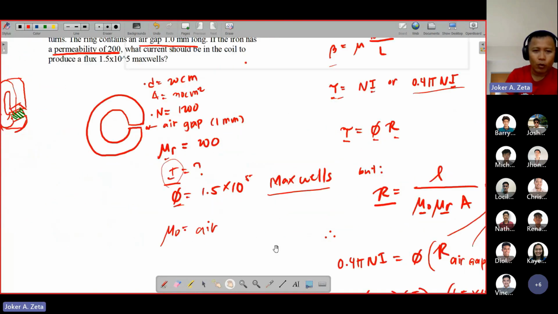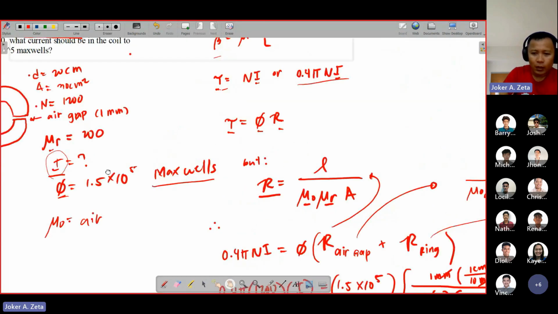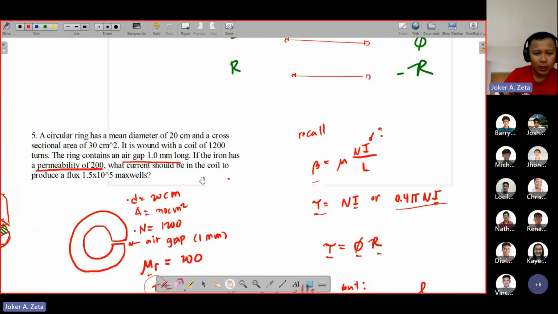But that is if your ring is a complete circle. Take note that there is an air gap, so you subtract the air gap, because the length of the air gap is different. Therefore, for this one, 2 pi r minus the length of the air gap, which is 1 mm, supposedly. The given diameter is 20 centimeters. So, 2 pi r is the formula for the perimeter, or basically the circumference of your circle.